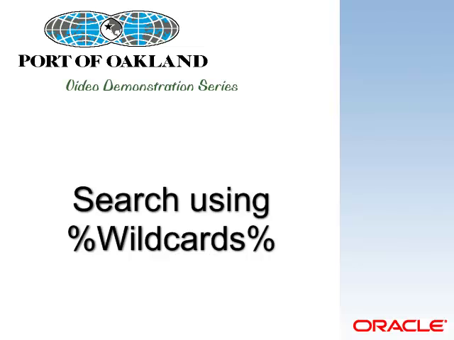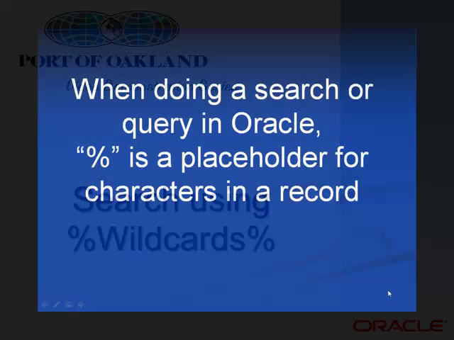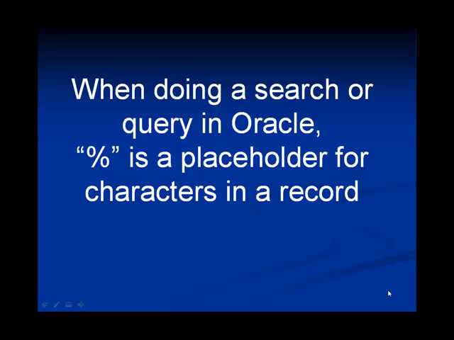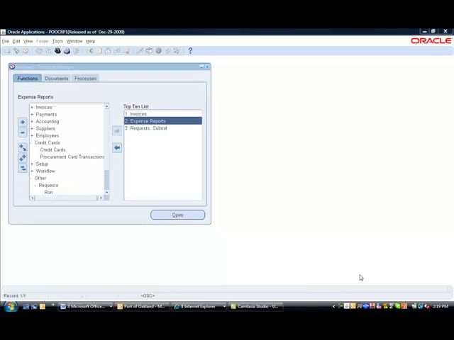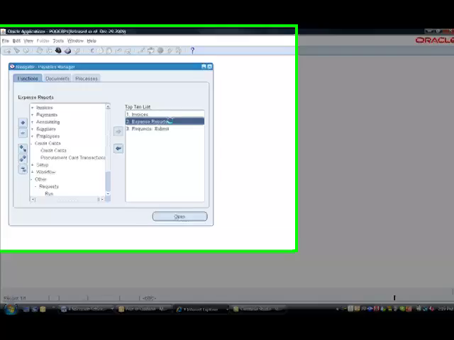This one is going to cover search using wildcards in the Oracle system. When doing a search or a query in Oracle, the percent sign is a placeholder for characters in a record. In other words, the percent equals a wildcard. Alright, so let's explore a few of the ways that we can conduct a search.